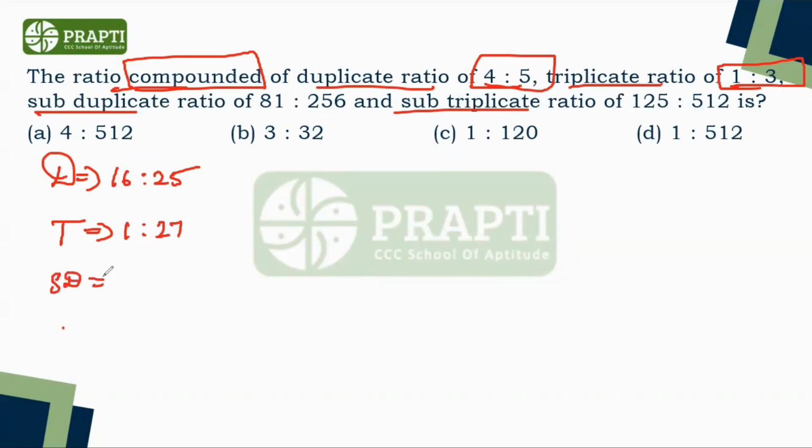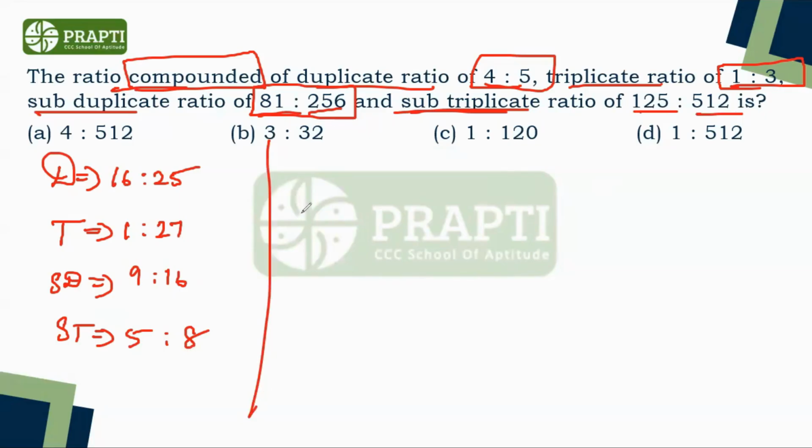Then subduplicate ratio. Square root of 81 is 9 and square root of 256 is 16. Then subtriplicate. So cube root of 125 is 5 and then cube root of 512 is 8. So now what you have to do? You have to multiply the numerators because it is compounded. So multiply the numerators and multiply the denominators. So 16 into 1 into 9 into 5 over 25 into 27 into 16 into 8.